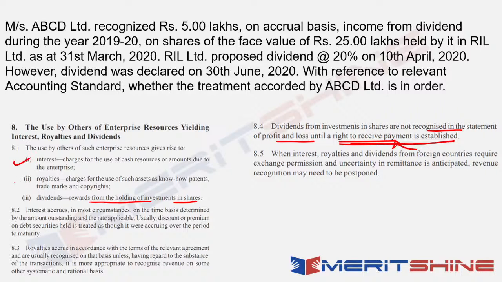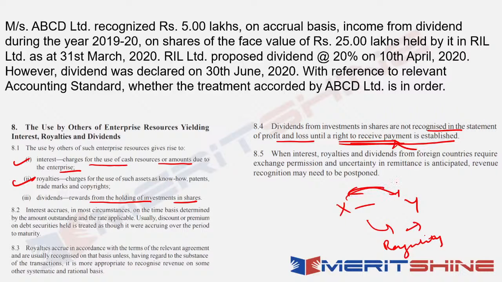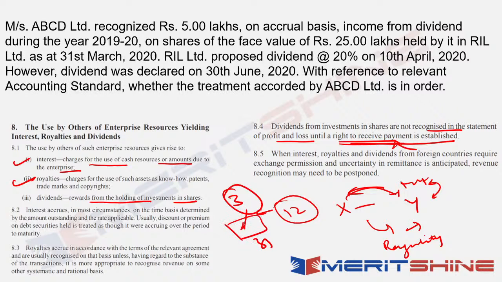income from investment could be interest and royalties. Interest here is a charge for use of cash resources or amounts due to the enterprise. So suppose company X lends machinery to Y at some interest, and it has also given it some patent, some publishing right or something. So this publishing right will come under royalty, right? But this lease at a certain interest rate will be time bound. So if you have done it for 12 months, and 3 months happened in the previous year till 31st March, that will be counted here.